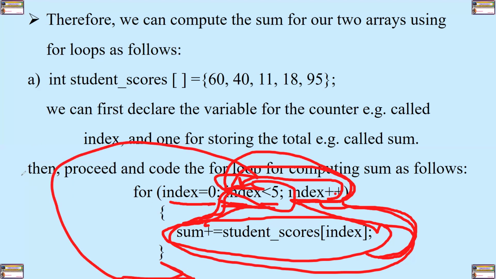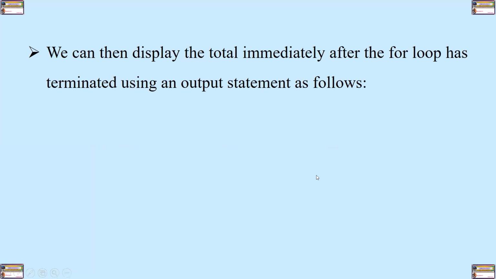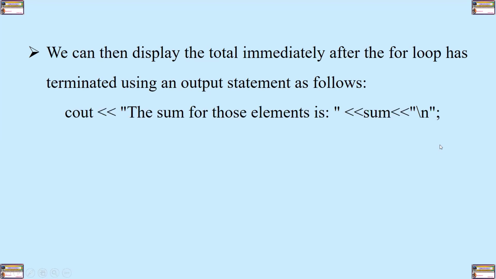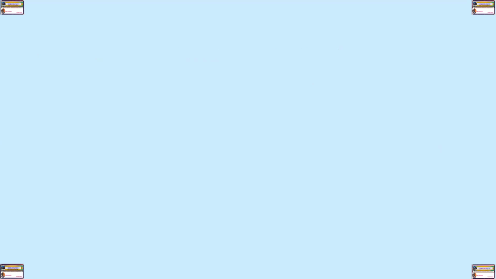I believe we have understood how the for loop works. So we can then display the total immediately after the for loop has terminated using an output statement like that. So this, you will just pick what is in the memory location called the sum and display it out. The following is therefore a sample program for initializing a one-dimensional array with 5 elements, then displays those elements, computes their sum, and displays the results.